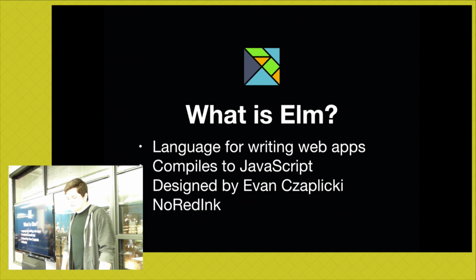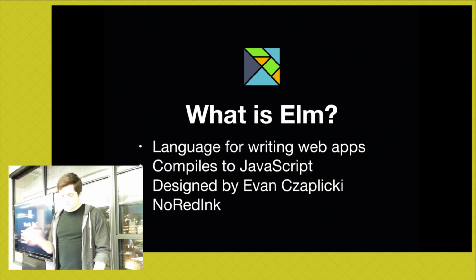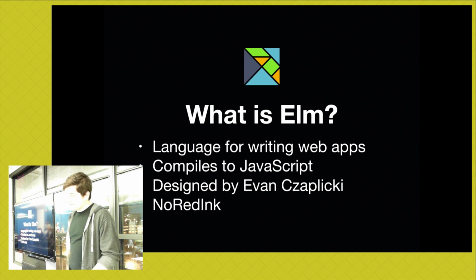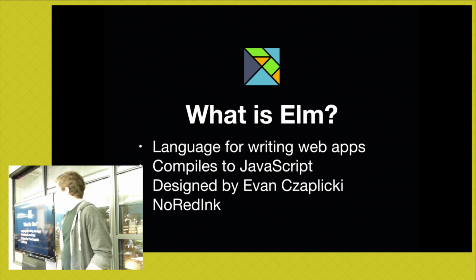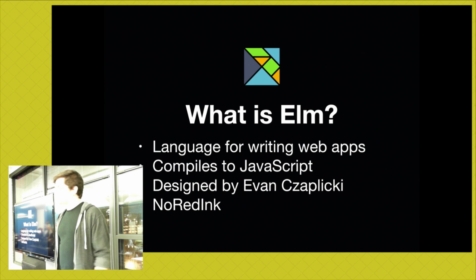And recently, there's a company called No Red Ink. They're an education startup out in San Francisco. And this year, they hired Evan to just work on Elm full-time. They have about 55,000 lines of Elm code in production. They've been using it for about a year and a half, and they've had no runtime exceptions, ever. So Track.js would not be useful to them, I guess.